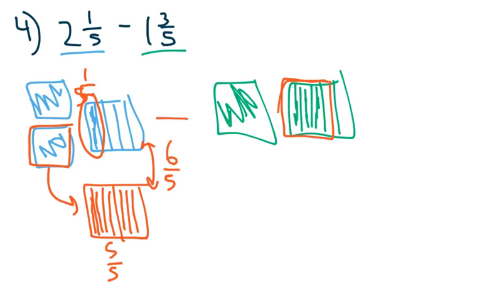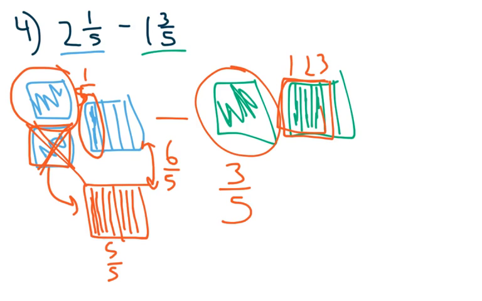Now I can take away my 1, 2, 3/5, and that's going to leave me with 3/5. So now this has been taken out of the expression, if you will, and I have to look at this minus that. Well, they cancel each other out, and all I'm left with is 3/5.